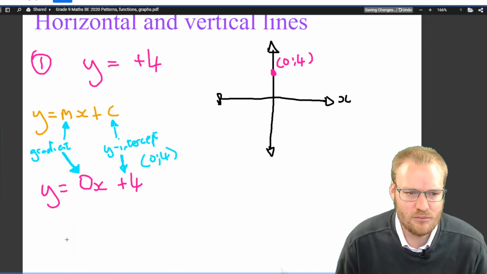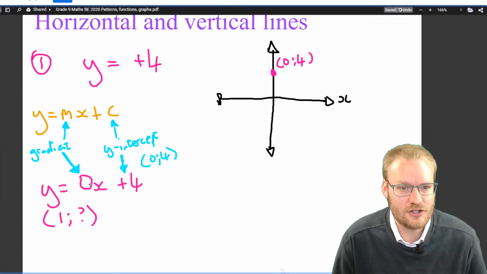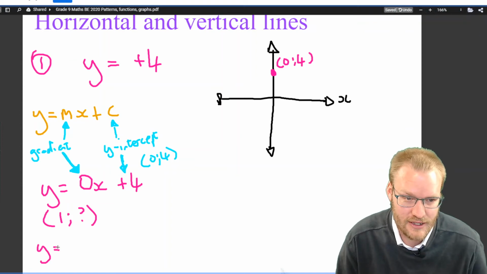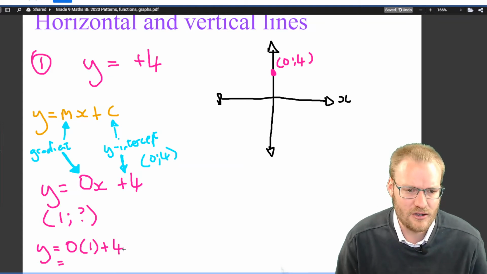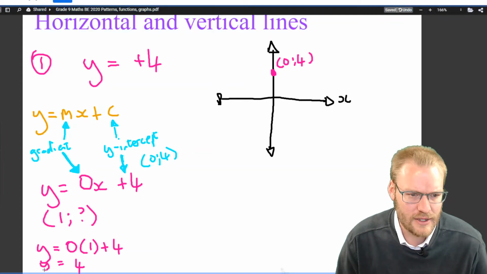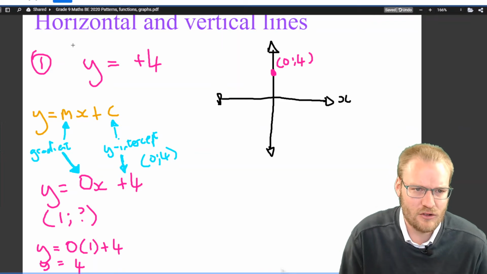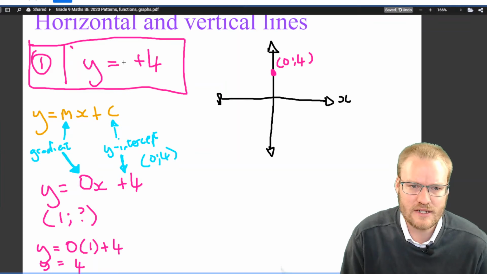So let's substitute a point in and say, when x is 1, how are we going to work out what the y value is? If we're given the input, just substitute it in to get the output. Now I'm going to substitute it into this version of the equation: y equals 0 times our x value, 0 times 1 plus 4. Okay, so 0 times 1 is 0, plus 4 gives you 4. So wait a second. Y equals 4. But that's what we had before. That's what our equation is. Y is always equal to 4.